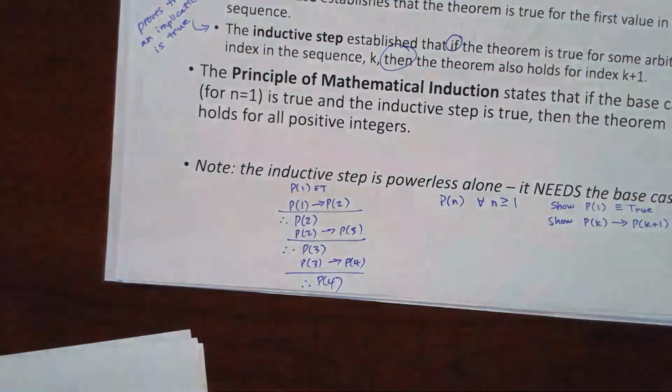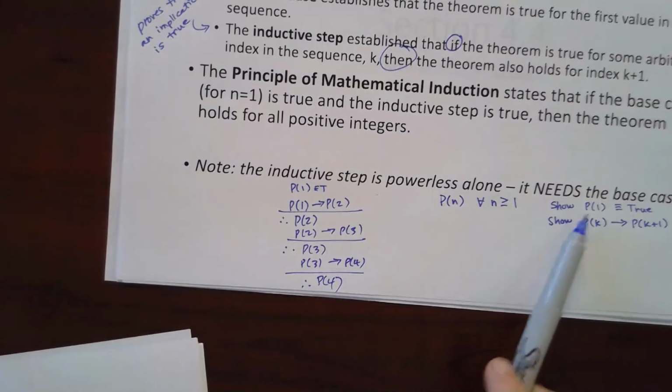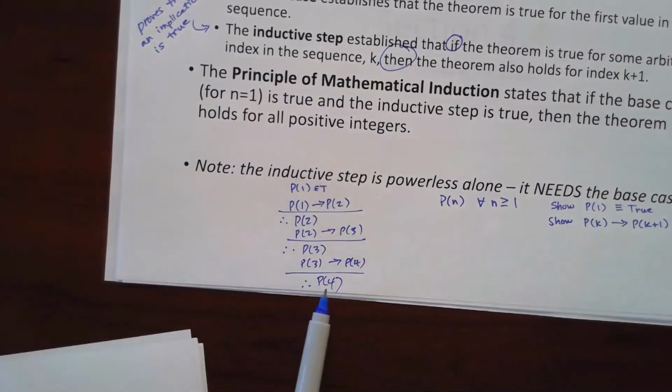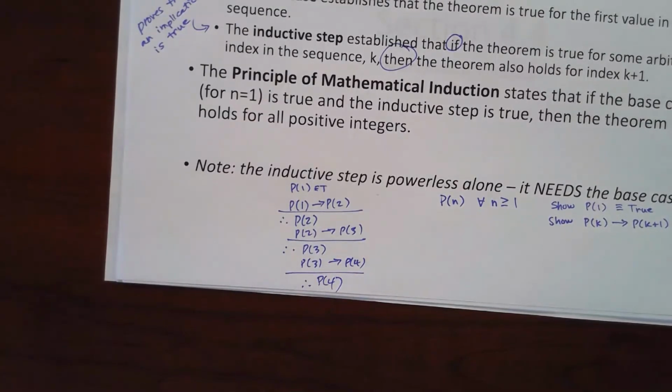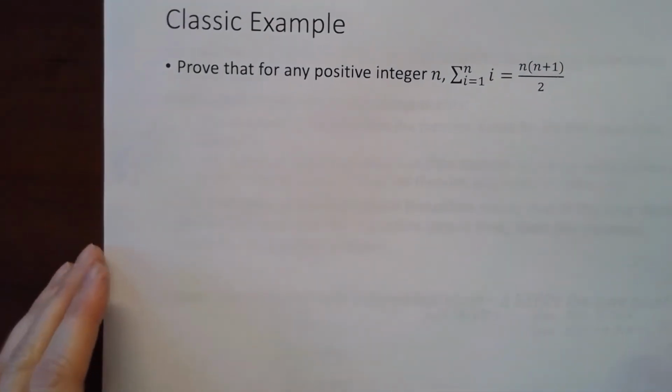But you put them together, and you have this starting place, you can start this chain reaction, and now you can get them all to be true, because this sets off a big long chain of modus ponens. So that is the power of induction, and we need both of them. Let's do some examples and see how it works.